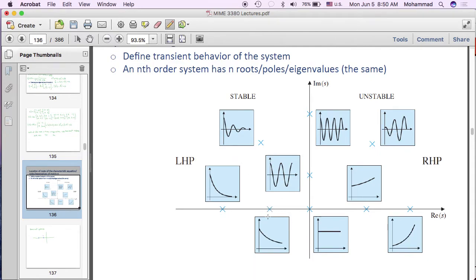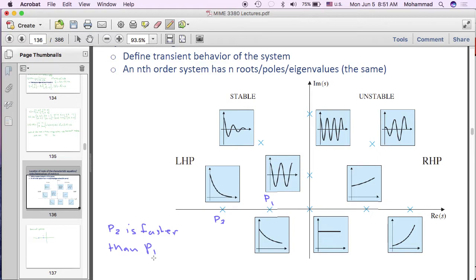These are two responses to the same input. See, this one takes a longer time to go to zero when compared to this one. So in other words, if you call this P1 and call this P2, P2 is faster than P1. So the general rule of thumb is as you move your poles to the left, the system becomes faster. And as you move them closer to the origin, their speed gets less and less and less.